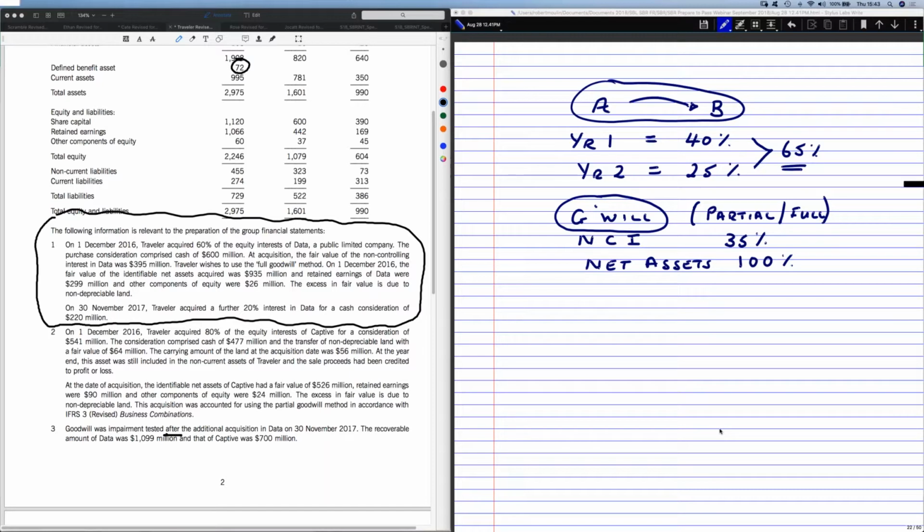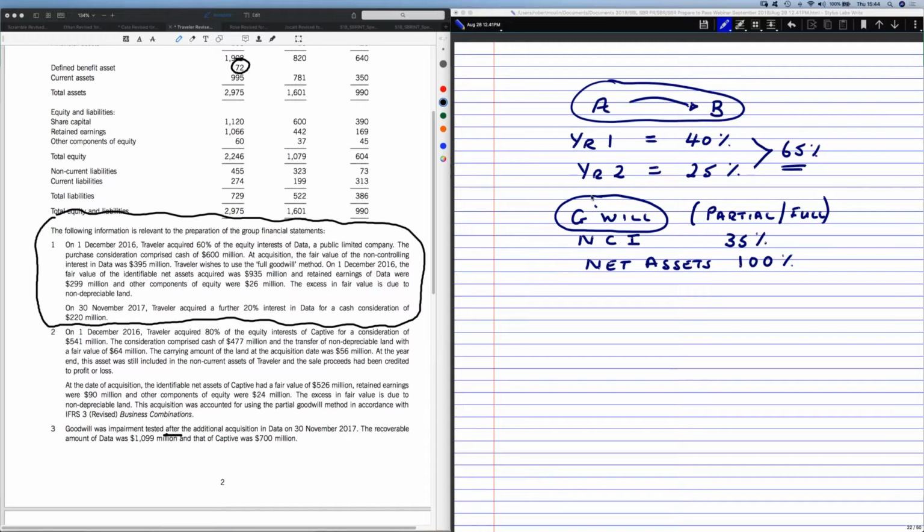And what that means is that if we look within IFRS 3, we know that goodwill is defined as the difference between the fair value of the consideration and the fair value of the identifiable net assets acquired. There's the calculation. Now, that, of course, means the following, everybody.